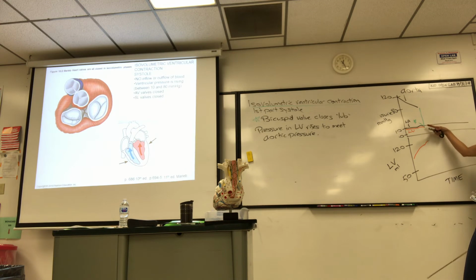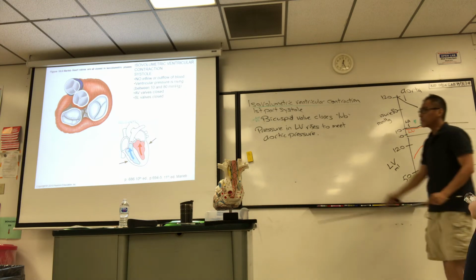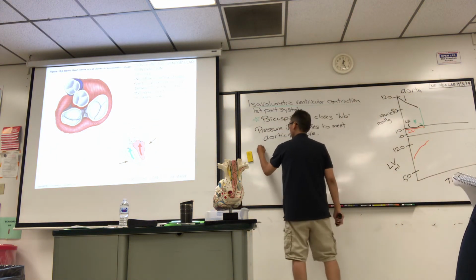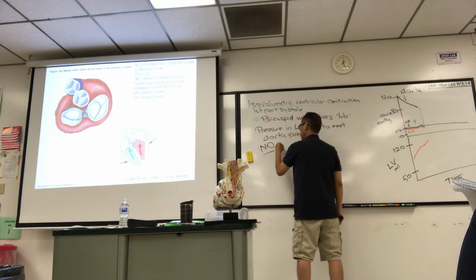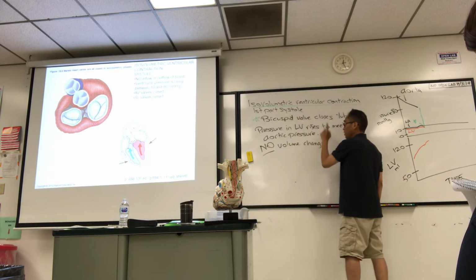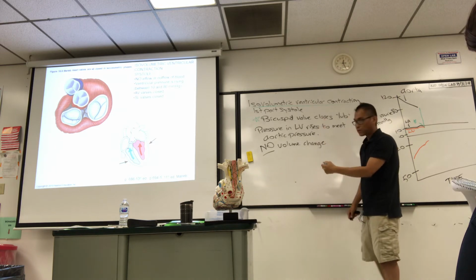As soon as that bicuspid valve closed, you know, the SL valves, they're already closed. All the valves are closed. So blood doesn't come in or out. It's isovolumetric. No volume change during this phase. All the valves are closed.